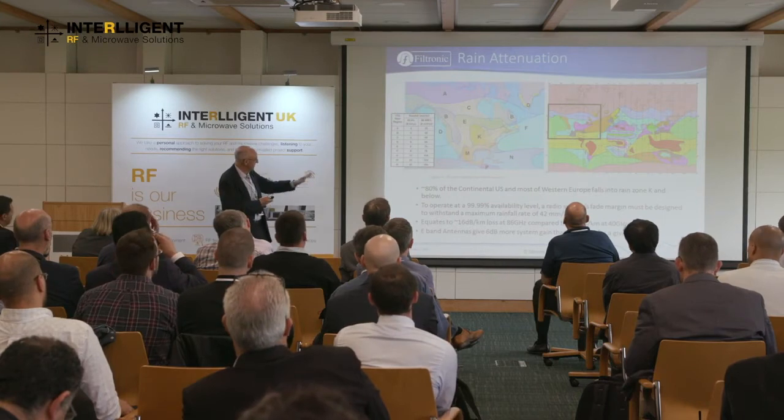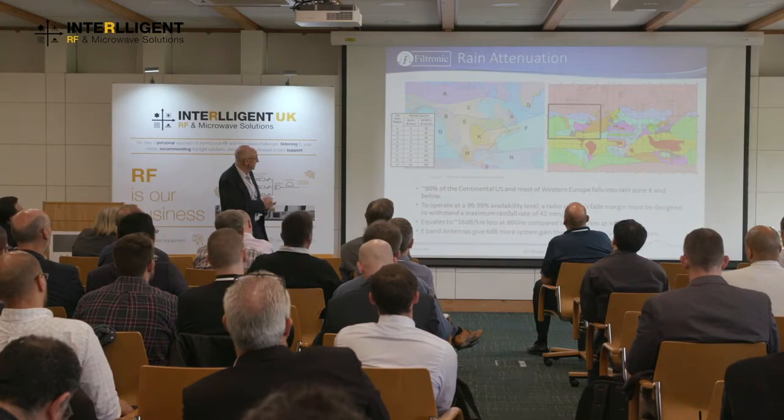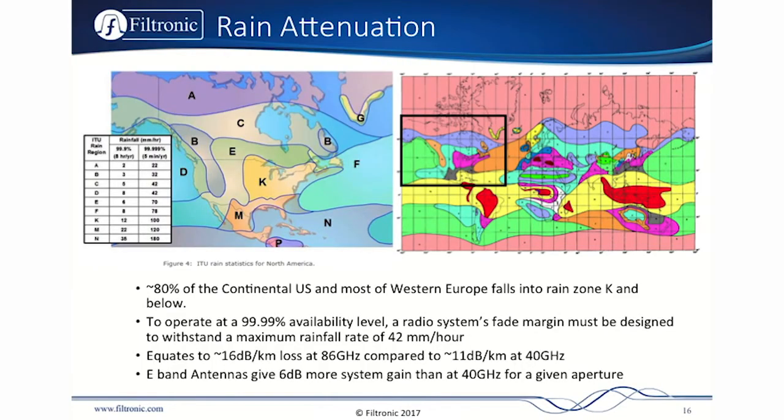This is the rain map, ETSI rain map, but you need to design basically for up to 42 millimeters per hour, which equates to about 16 dBs per kilometre of loss at E-band. Now that's only 5 dB higher than the rain attenuation at 40, but for a given size antenna, then you've got another 6 dB of antenna gain. So you get some advantage in going to higher frequencies just from the antenna gain.